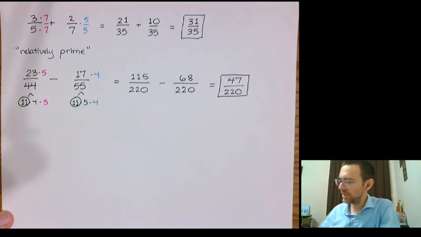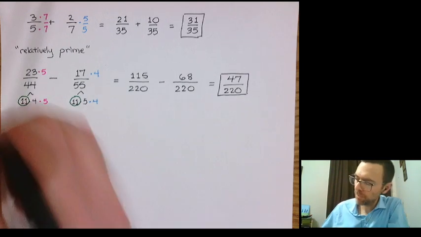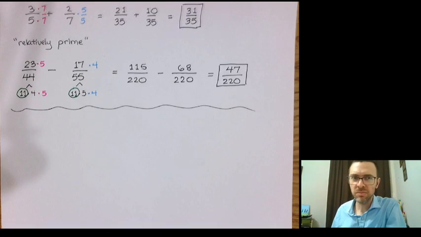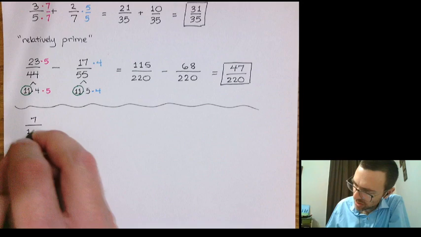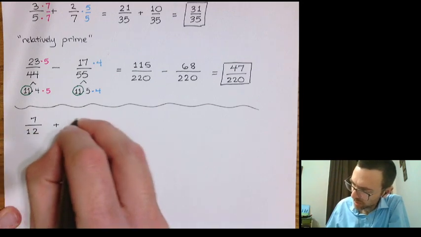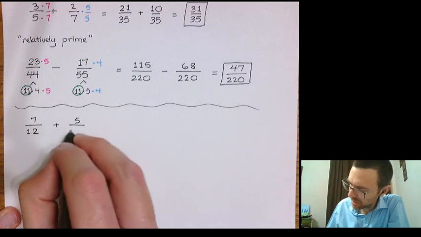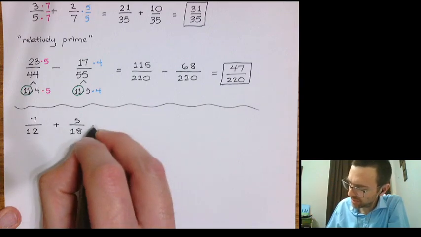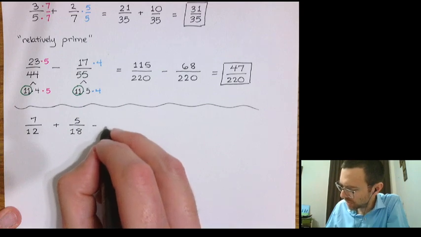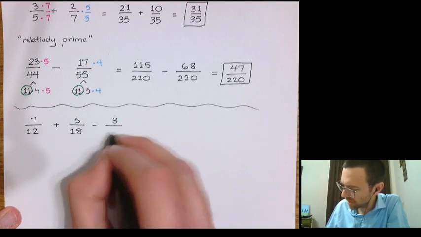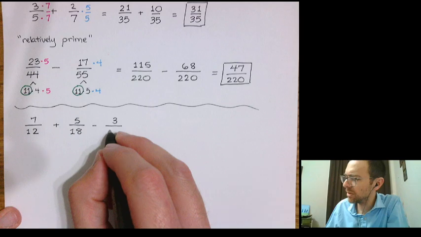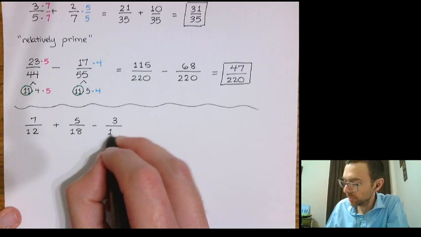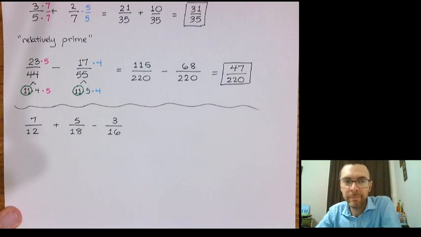Too easy. It was too easy. This can't go on forever. 7 over 12 plus 5 over 18 minus, 3. What was I thinking of? Three over 16. Are you proud of yourself? This is what you wanted, isn't it?